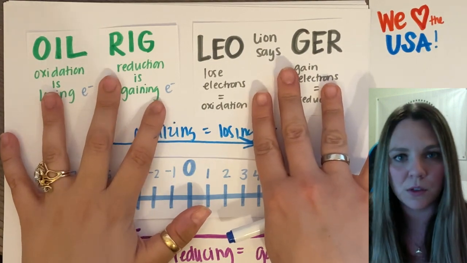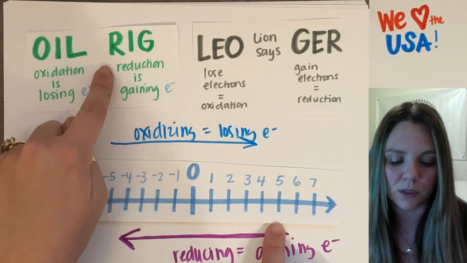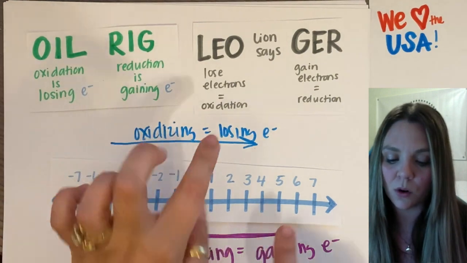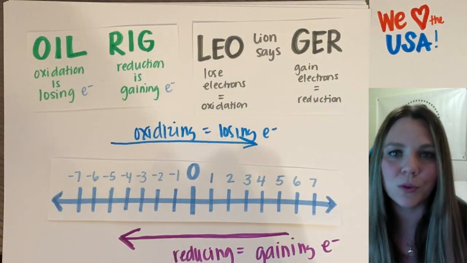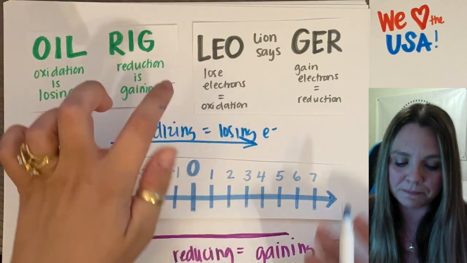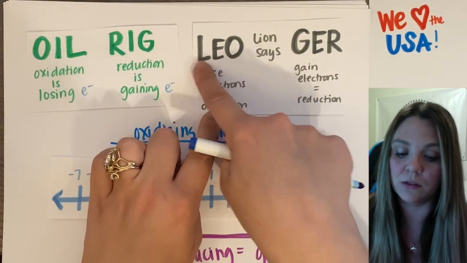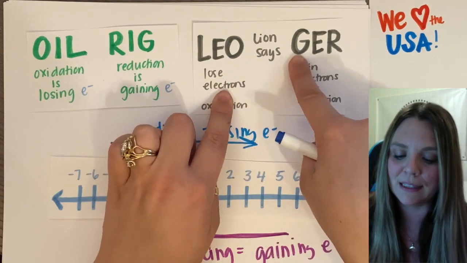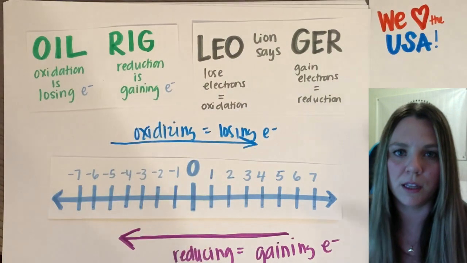Any way that helps you remember: oil rig, oxidation is losing, reduction is gaining electrons, or LEO the lion says GER. If you look up oxidation and reduction, I'm sure these two will come up. If you lose electrons, it's oxidation for LEO. Lose electrons is oxidation. Gain electrons is reducing for your LEO the lion says GER.